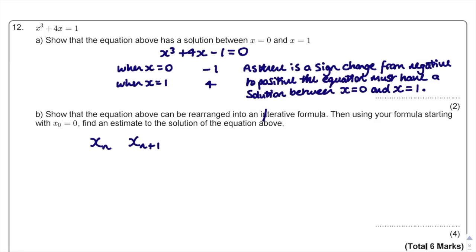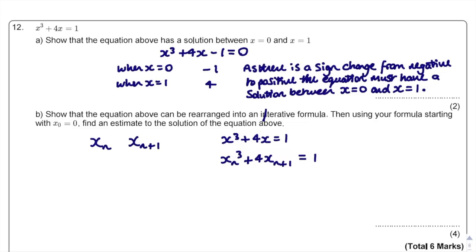So this is the formula we're working with, x cubed plus 4x equals 1. Because what I want to do is rearrange this so that I make x of n plus 1 our subject. So I want to make this as easy as possible for me to rearrange. So what I'm going to do is make x cubed x of n cubed, and then plus 4x of n plus 1, and that's equal to 1. So now I can rearrange this equation to make x of n plus 1 the subject.